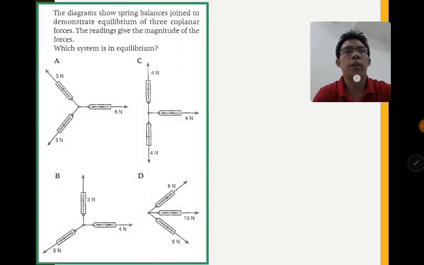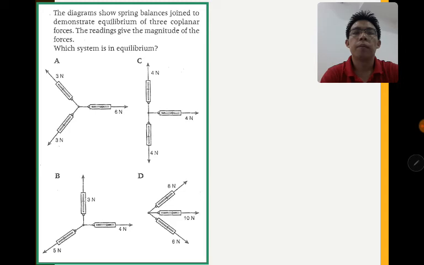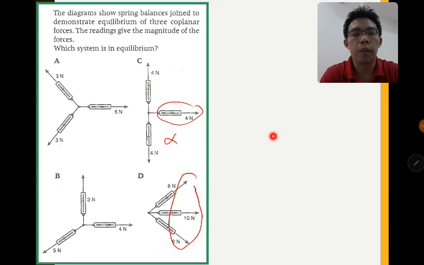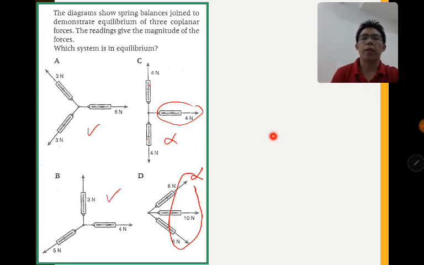Okay, this one again, you can try to find out which one is a closed polygon. C definitely cannot, because this one will produce a net force, up and down cancel. These three obviously cannot because they go in about the same direction. So most likely it's A or B.